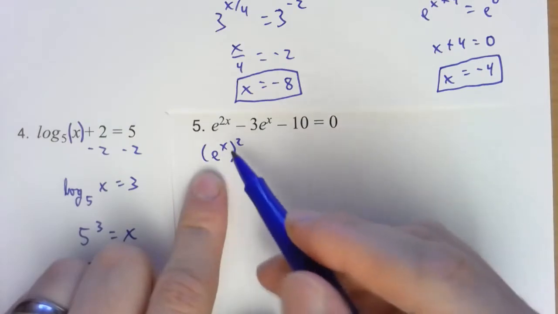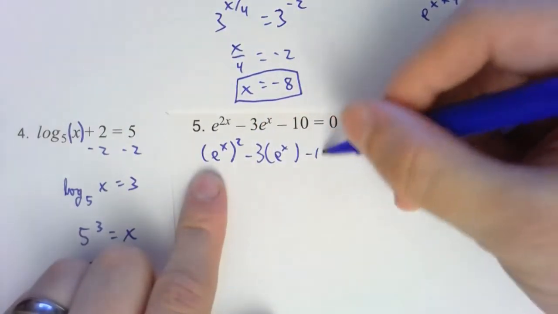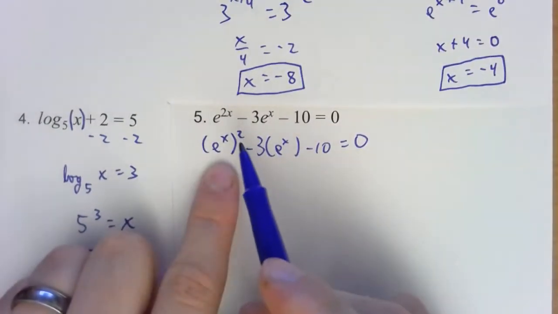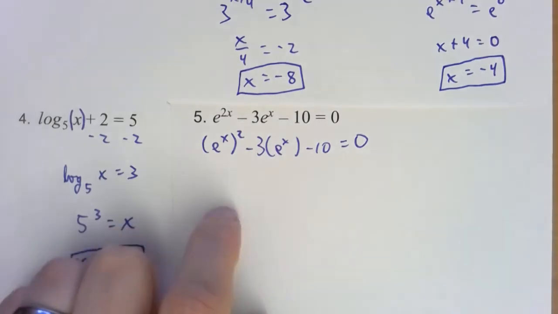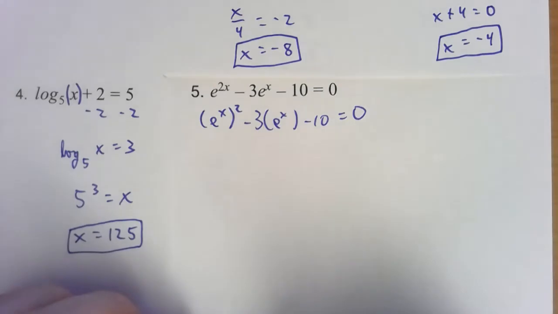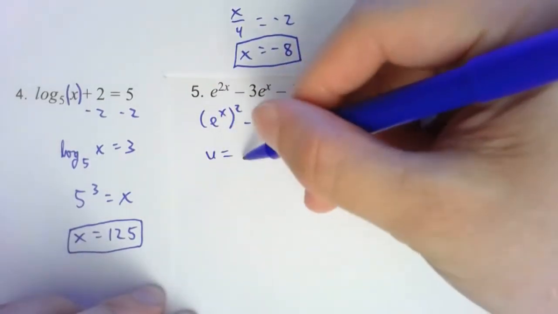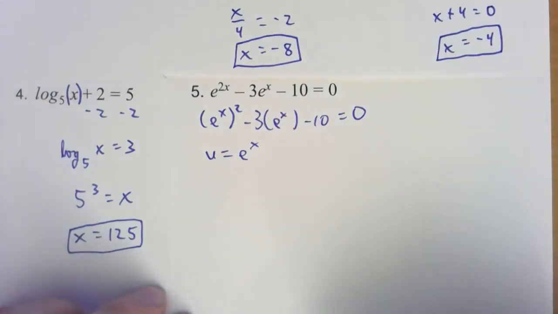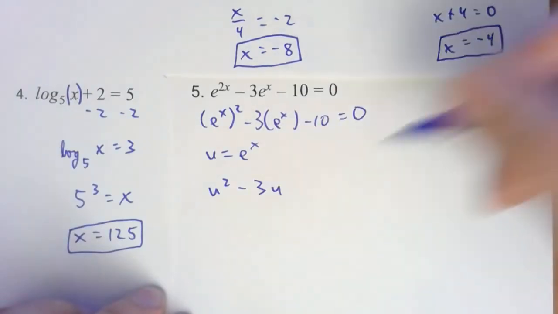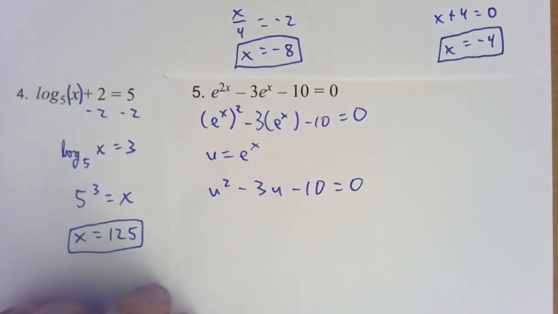So we've got e to the x squared minus 3 e to the x minus 10 is 0. So we've got something squared minus 3 of that something minus 10. This is a nice pattern there. That's a quadratic. Quadratic in disguise, I like to call them. It's where we can do that u substitution. If we make u equal e to the x, then what we've got is u squared minus 3u minus 10 is 0. This is a quadratic.